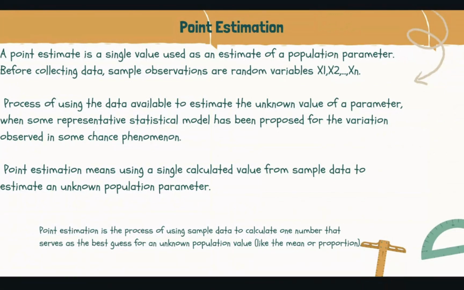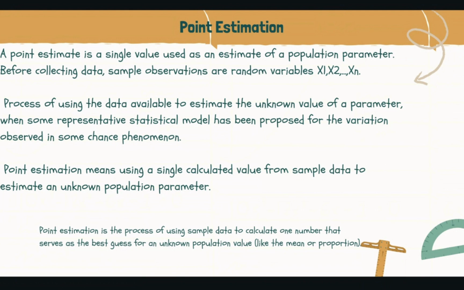And the first one is point estimation. So what is point estimation? A point estimate is a single value used as an estimate of a population parameter before collecting data. Sample observations are random variables: sample 1, sample 2, and so on. Also, it is the process of using the data available to estimate the unknown value of a parameter when some representative statistical model has been proposed for the variation observed in some chance phenomenon.